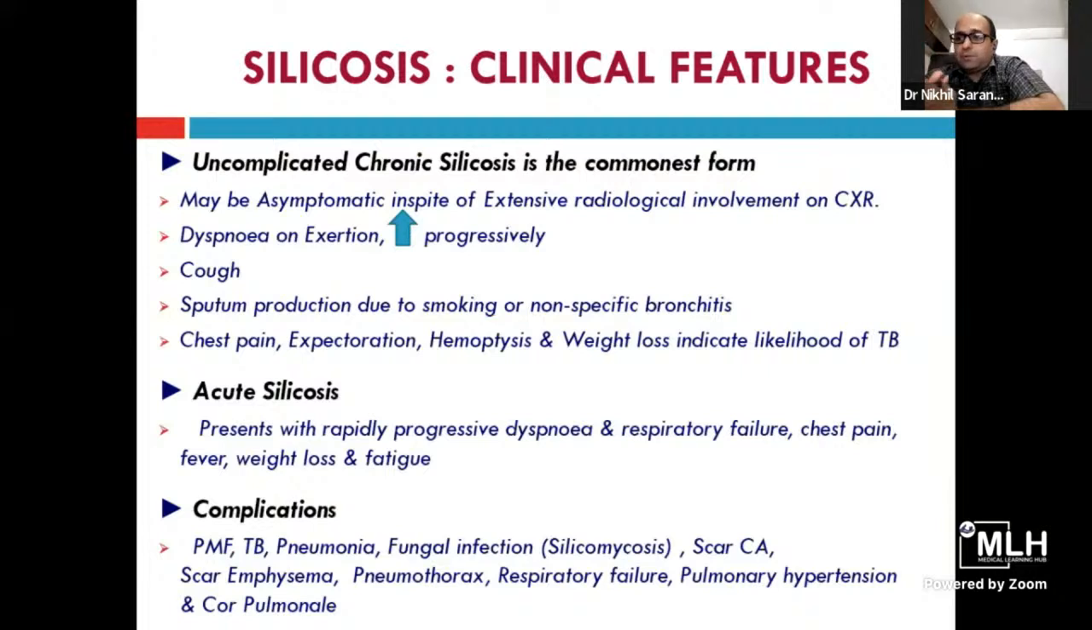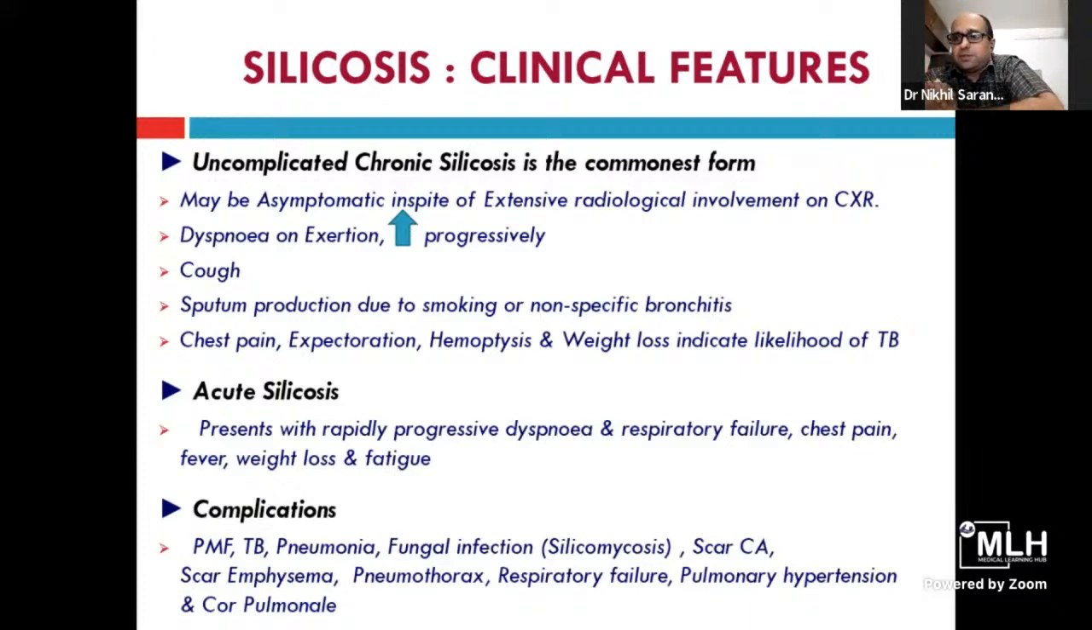So, what are the pointers that will give you an indication that this is tuberculosis also? The symptoms of tuberculosis: fever, chest pain, expectoration, hemoptysis, weight loss, all these indicate tuberculosis. So acute silicosis, unlike the chronic form, will present like an ARDS with rapidly progressive dyspnea and respiratory failure, chest pain, fever, weight loss, and fatigue.